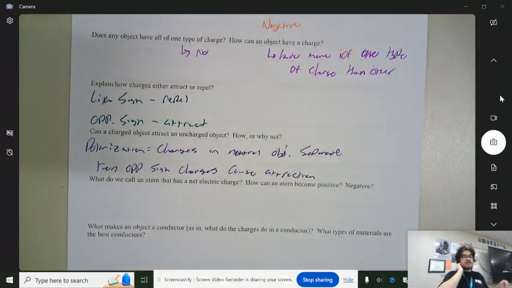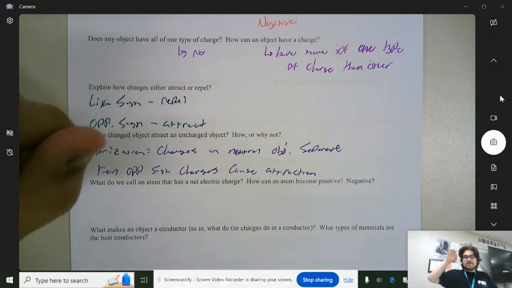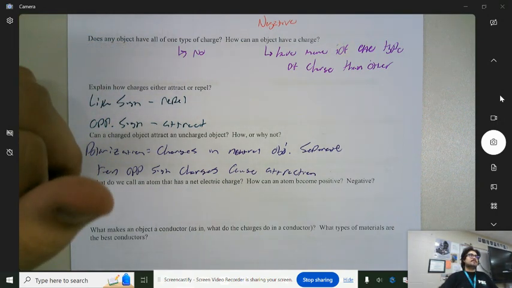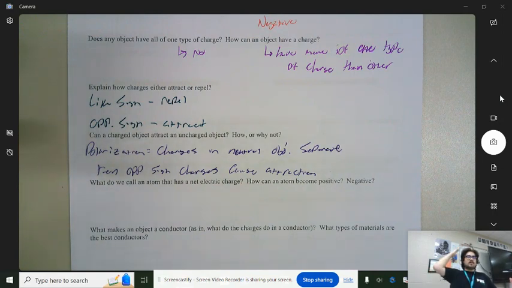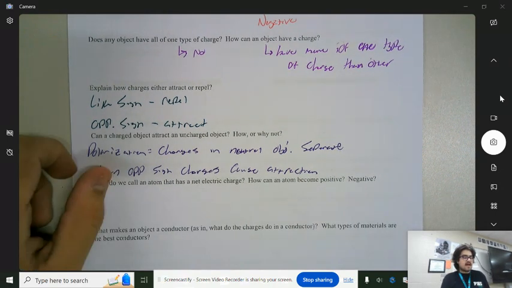For example, like I said with the balloon, if you rub it against your hair, it'll become negatively charged, because the electrons from your hair are jumping onto the balloon. If you bring it near a piece of paper, you're going to notice the paper starts to float up towards the balloon, because the paper is neutrally charged, but the positive charges on the paper are being pulled towards the negative charges on the balloon, and it causes an attraction.